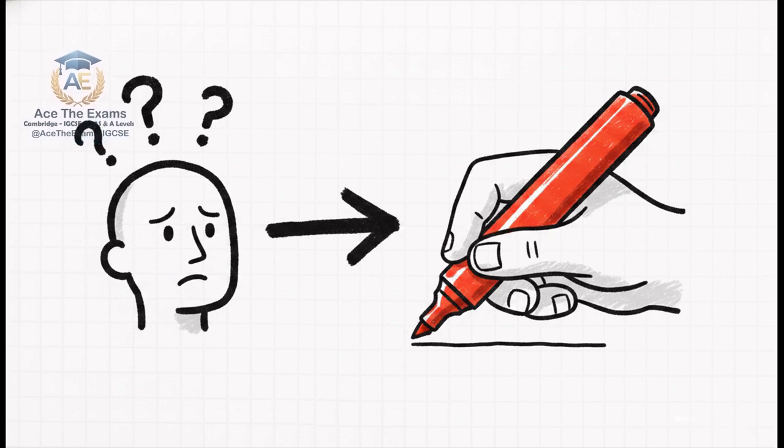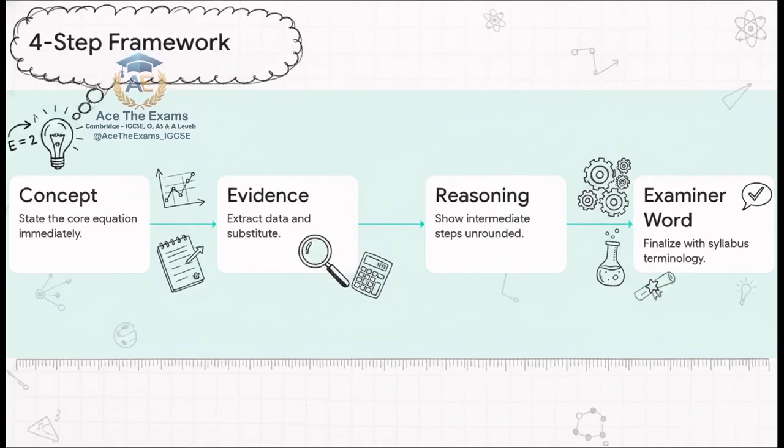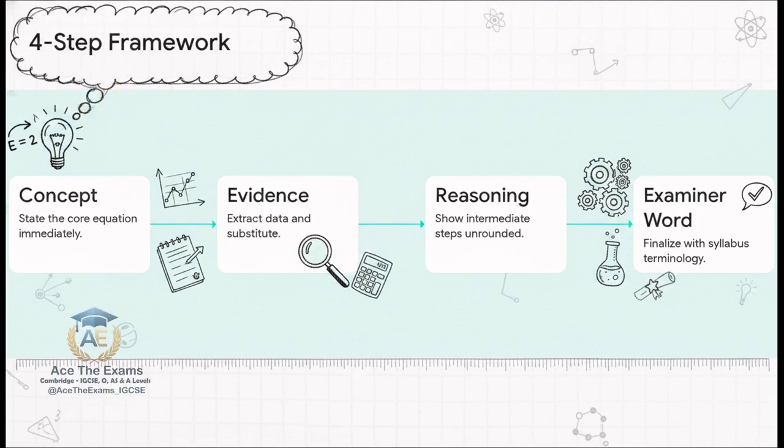But first, you need the framework that makes that secret clue completely obvious. Because without this framework, you are essentially just guessing what the examiner wants to read. We need to stop thinking like a student taking a test and start thinking like the examiner holding the red pen. So, here is the foolproof 4-step framework to structure every single Cambridge explanation and calculation. I like to call this the Examiner Whisper Framework.